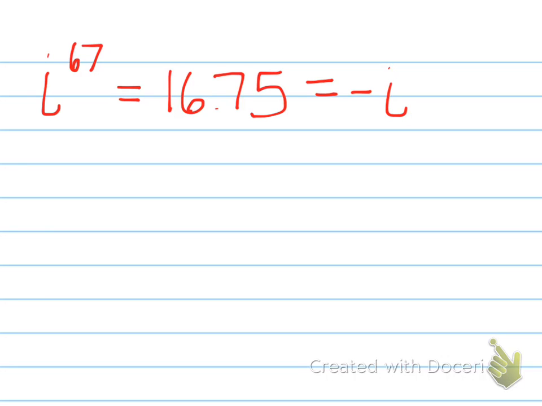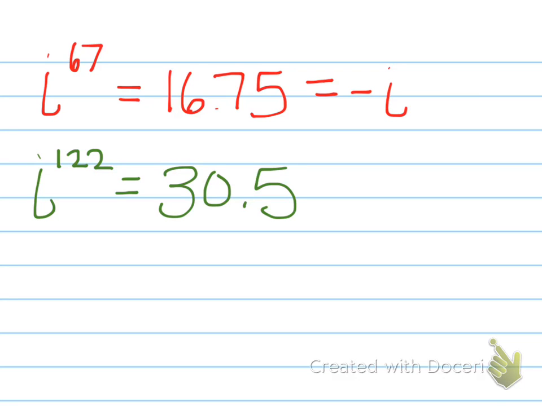If I did i to the 122, this equals 30.5. It's going to go through that cycle 30 times and stop halfway down, so we're at -1. So we can pretty much figure out the value of i to any exponent value.